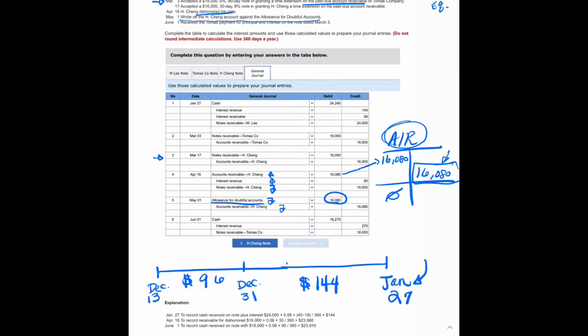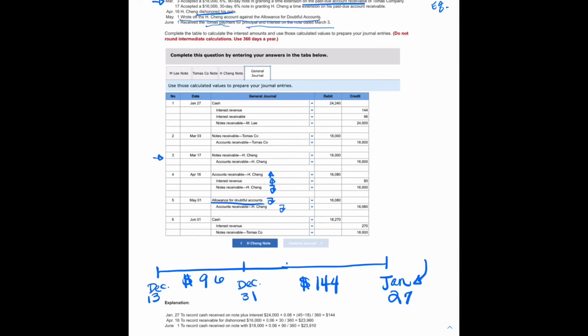And so that brings us to the last journal entry here on June the 1st. And on June the 1st, what we see is that we received the Tomas payment for the principal and interest on the note dated March the 3rd. So in this case, we say, well, how much was the note for? The note was for $18,000. So the first thing I would do is fill in that note receivable as a credit, because it now has to be decreased because the customers paid us. And because they paid us, they no longer owe us any money related to this note.